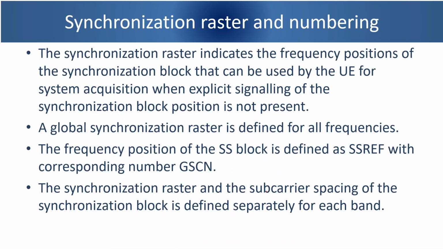But in 5G, they brought out a concept of synchronization raster and its numbering. And why did they go for a synchronization raster? All because if they are not doing the synchronization raster, what will happen?